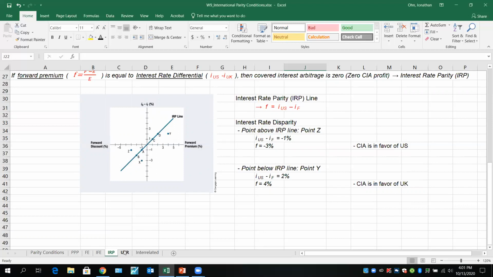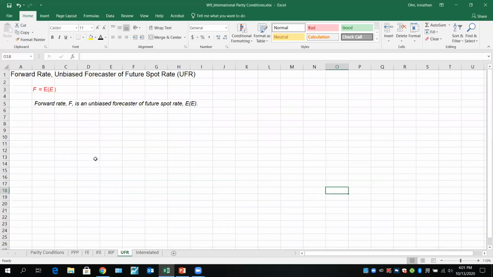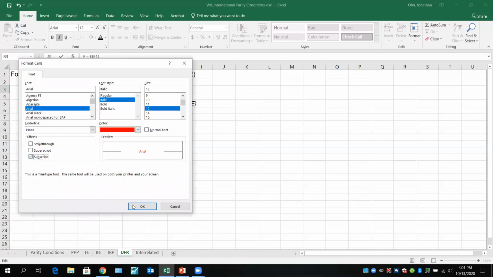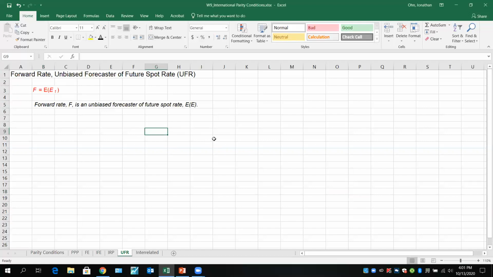Okay. The last one is UFR. Simply, the forward rate is an unbiased estimator of the future spot rate. To be correct, this should be E1, which means the future spot rate, right? That should be a more precise expression. So the forward rate F is an unbiased forecaster, predictor of the future spot rate E1. Okay, that's it.